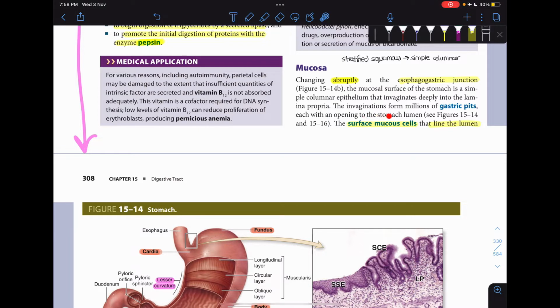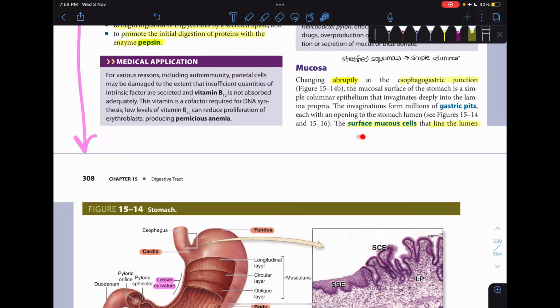The mucosal surface of the stomach is a simple columnar epithelium that invaginates deeply into the lamina propria. So the lamina propria has invaginations from the simple columnar epithelium of the stomach, and these invaginations form millions of gastric pits, each with an opening to the stomach lumen.